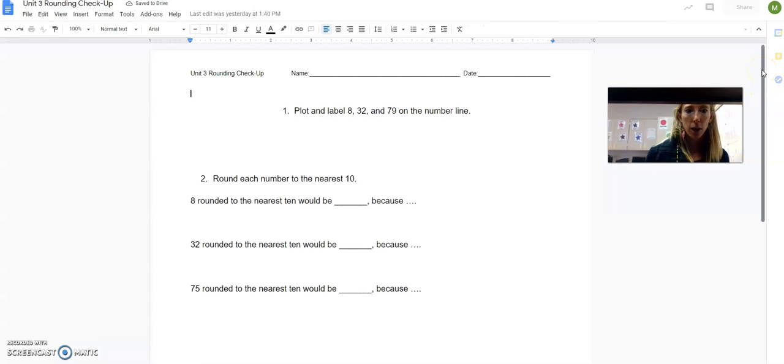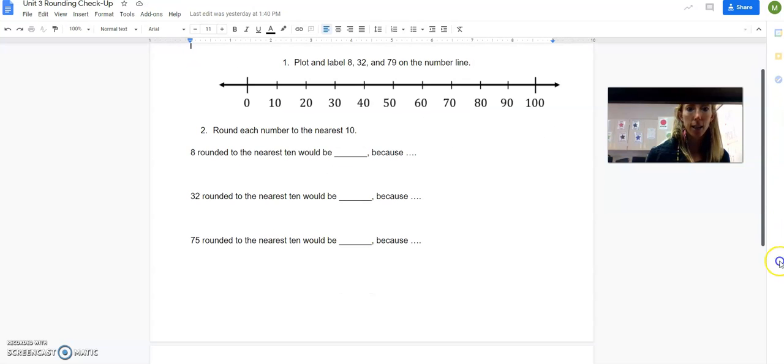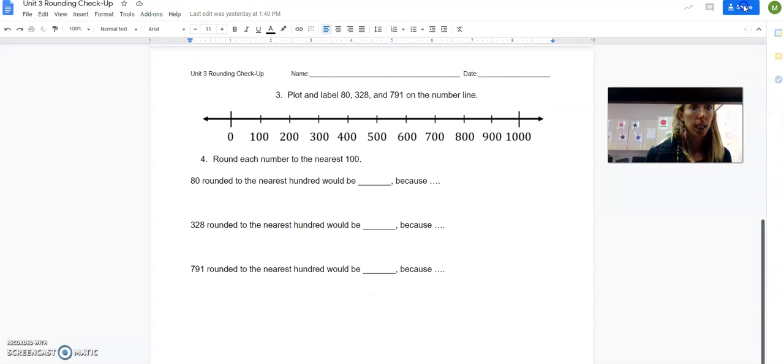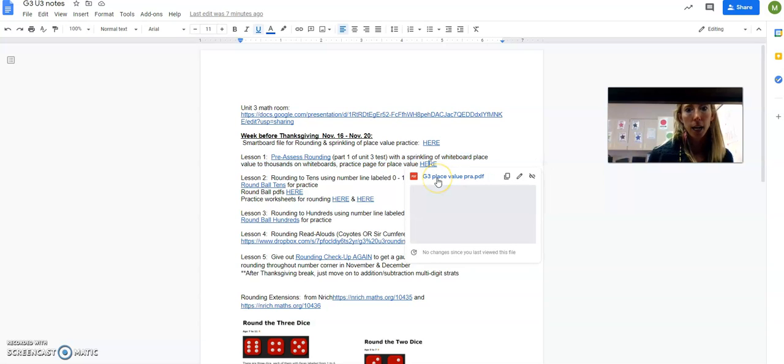Has 2 pages front and back with the number lines. So rounding to the nearest 10 and then rounding to the nearest 100. So that would be day 1. I also put on there, you could also that day do some whiteboard place value practice up to the thousands. And there is a page for practice if you'd like to use it right there.